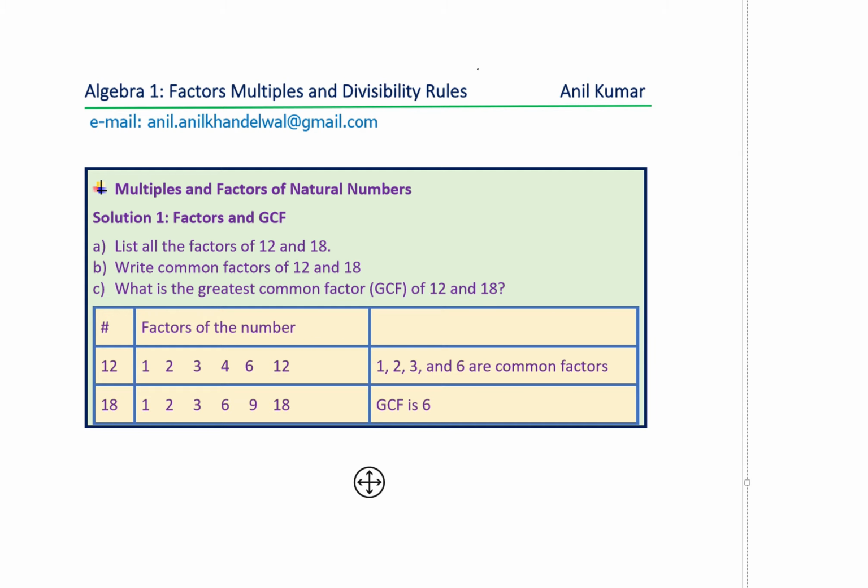Here is what we have written for your convenience, the solution. We just saw that for 12, these are the factors: 1, 2, 3, 4, 6, 12. And for 18, the factors are 1, 2, 3, 6, 9, 18. The way to write them was, first you write 1 and 12, 1 and the number itself, and then you move on. You see 2 and 6, 3 and 4, and then it comes to 6, which is already there.